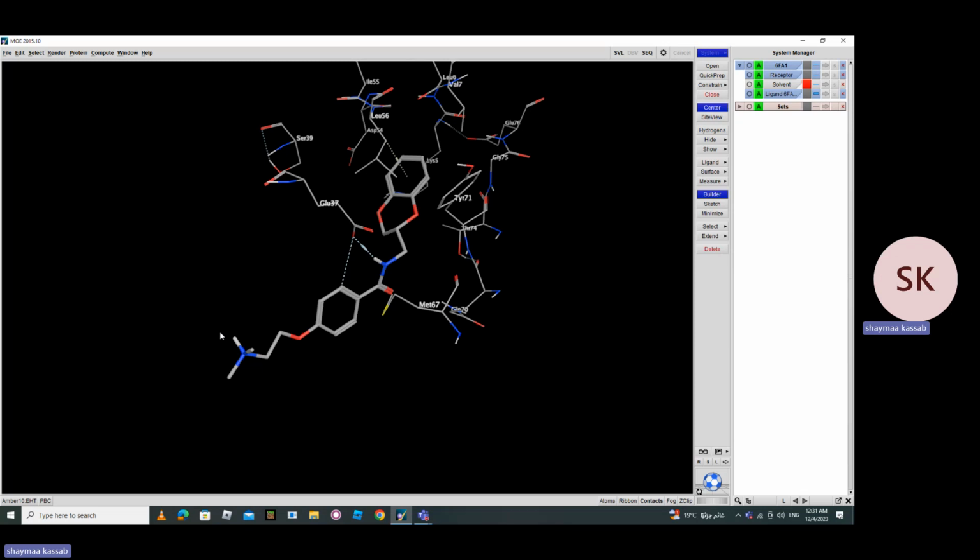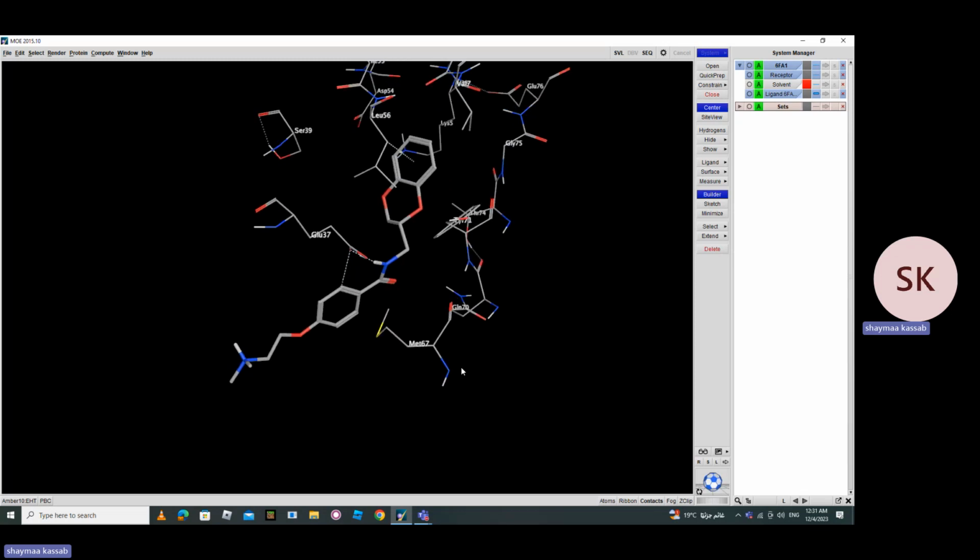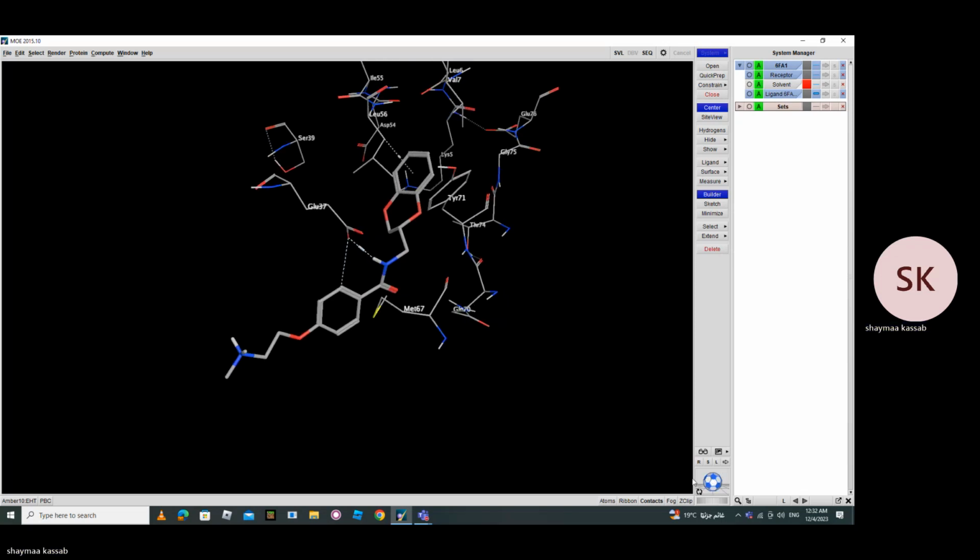The rest of the compound, involving the terminal amino ether side chain, failed to interact with any of the amino acids which are close to this region of the molecule, like serine 39, glutamic 37, methionine 67, and glutamine 70. So you have the best decision.